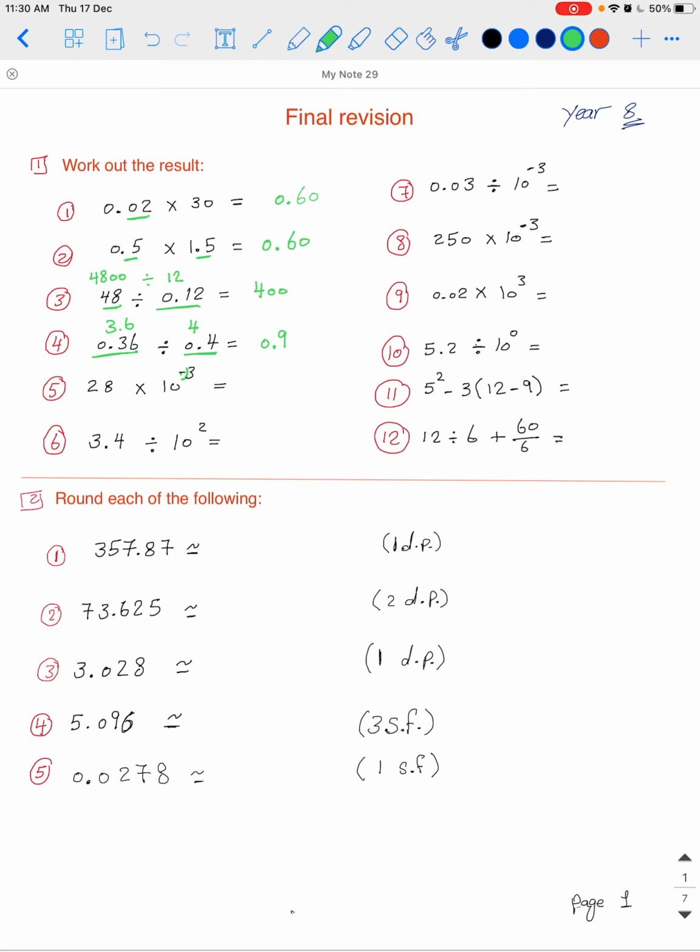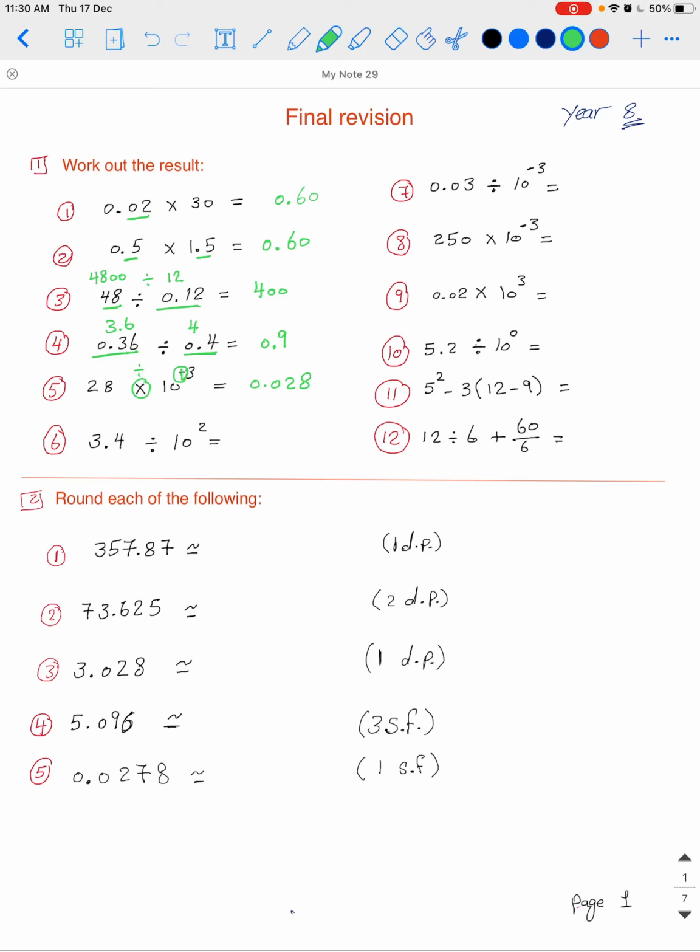Next one, if you have a negative power, 10 power negative number, make this negative number positive. Instead of negative 3, make it positive 3. And change the operation from multiplication into division. So 28 divided by 10 power 3 means 28 divided by 1000. I will put the point after 3 digits. So it's 0.028.